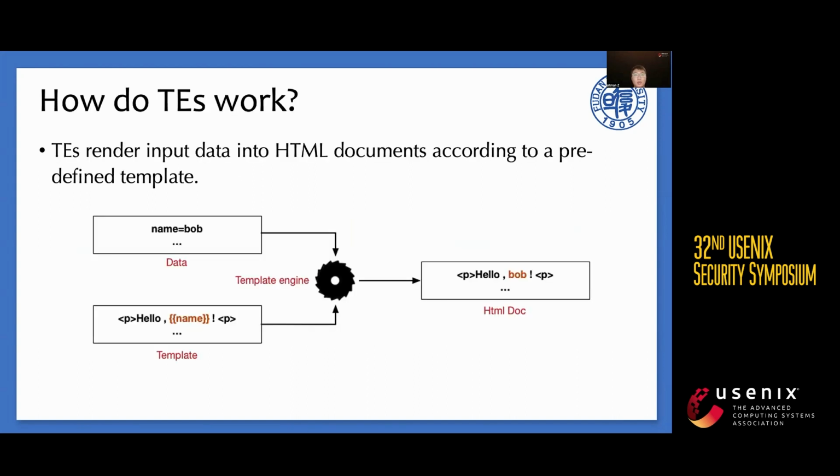How do TE work? TE render input data into HTML documents according to a predefined template. For example, if the template field is "hello name" and the name parameter is Bob, the TE will render the HTML page as "hello Bob". This is a simple use case for the TE.